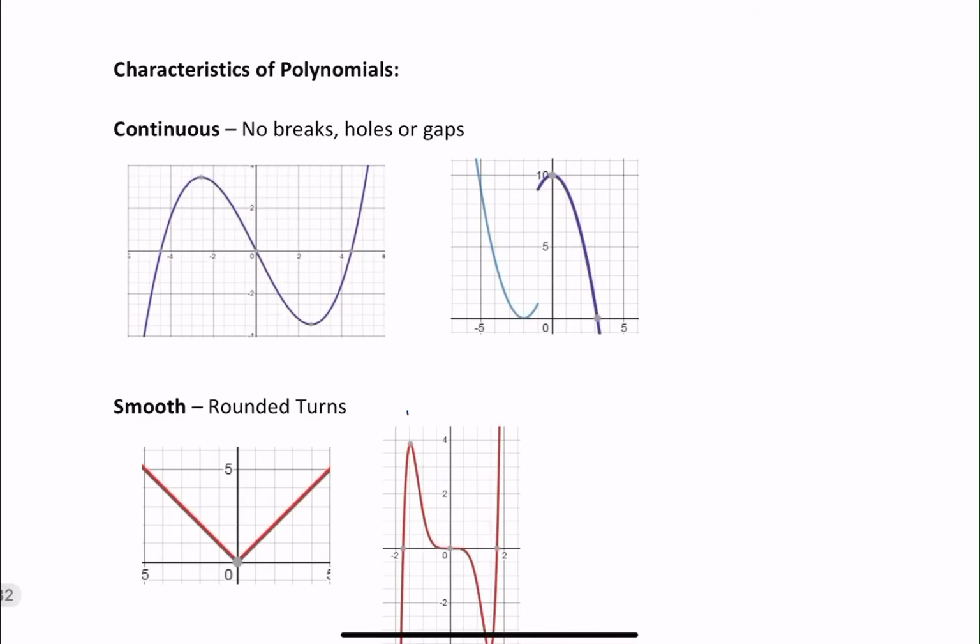Now, when you look at a polynomial, there's no breaks, holes, or gaps. So if you're looking at these graphs, this first one would be a polynomial, but the second one would not because it's got a break where it jumps from one graph to another, which is nice because if a polynomial has no breaks or holes or gaps, then there are no problem spots. So on a polynomial, your domain is always going to be all real numbers or from negative infinity to infinity.